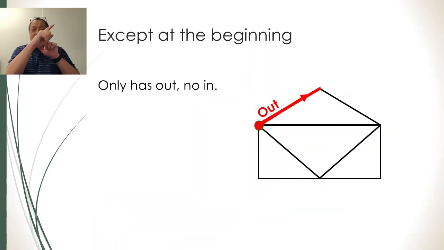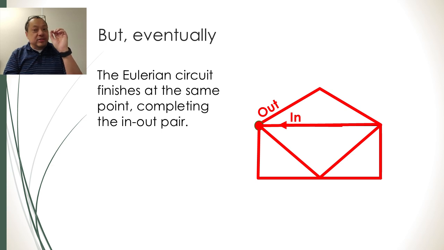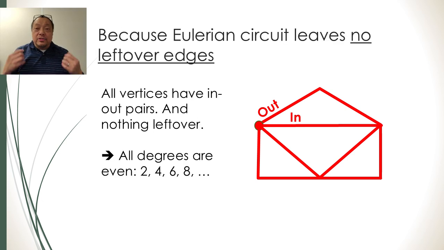Except at the beginning. At the beginning, the vertex only has out. It doesn't have in. But eventually it will. After going around everywhere, by the time we finish, because this is an Eulerian circuit, we will end up at the same vertex. So at the end, we go in that vertex, and it completes the in-out pair. Because the Eulerian circuit leaves no leftover edges, it means all vertices have in-out pairs with nothing left over. Therefore, all degrees are even. 2, 4, 6, 8, etc. Are we good? If you're unsure of something, ask in the comments section.